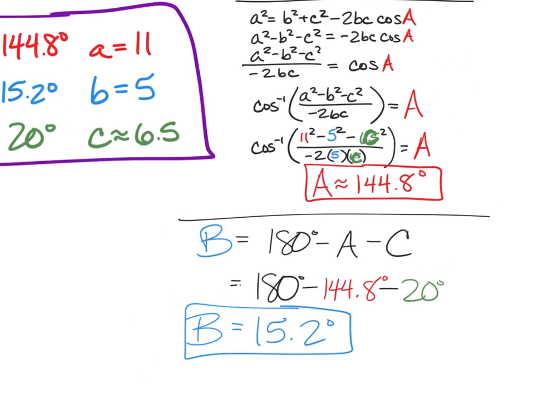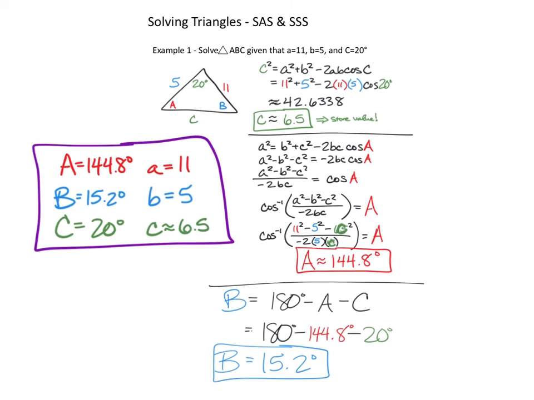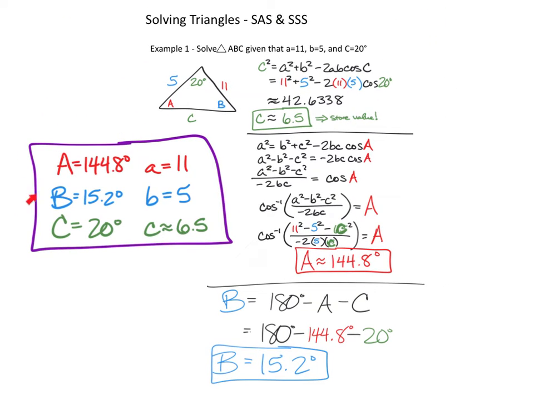So we found the 3 missing pieces, and to solve the whole triangle, we would have all 6 pieces: capital A, lowercase a, so angle A and side length A, angle B and side length B, angle C and side length C. That allows us to solve the triangle.